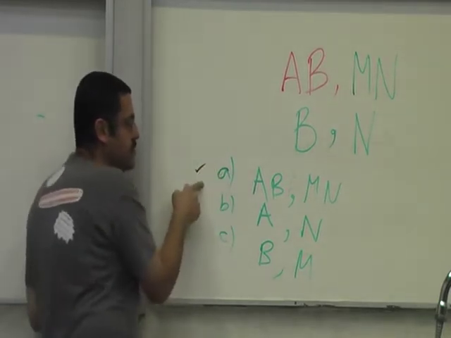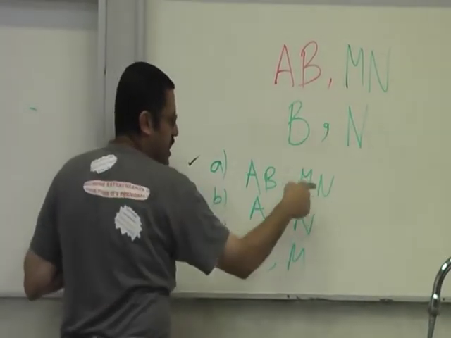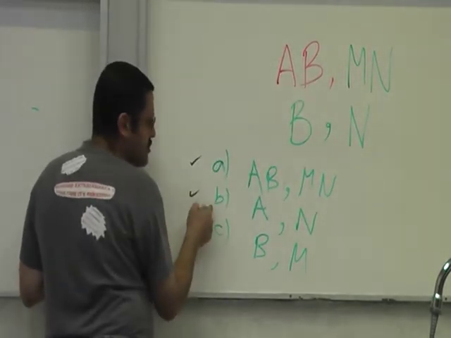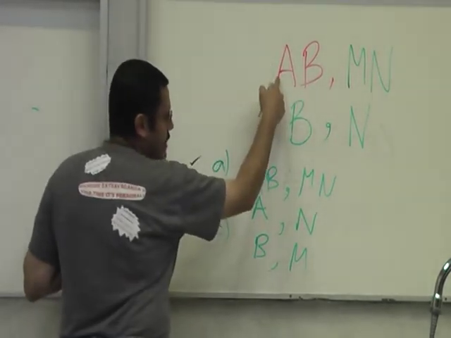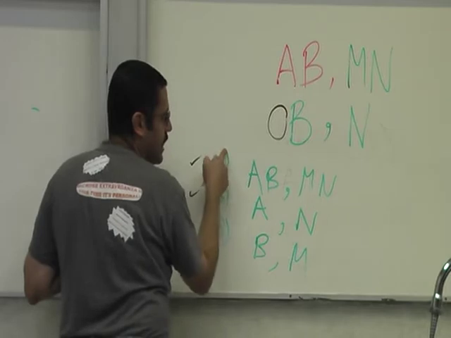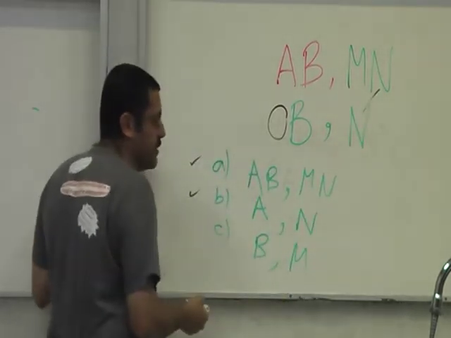Look at A first. Can you have an AB child? Clearly. Can you have an MN child? No problem. Because remember, these are independently assorted. Can you have a B child? A can be the father. This guy can be the father if the woman is heterozygous. And N easily, and N can come into play.